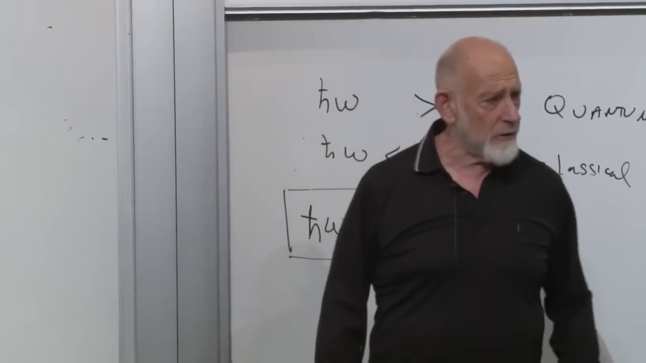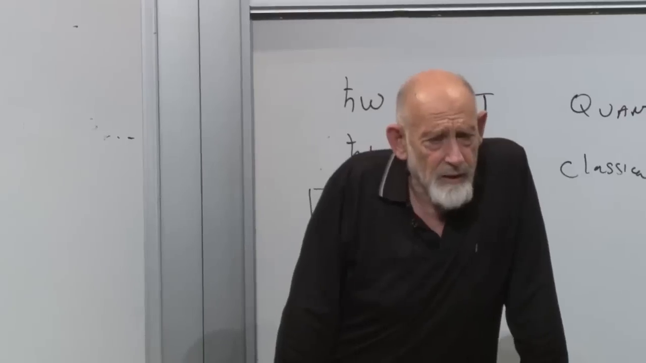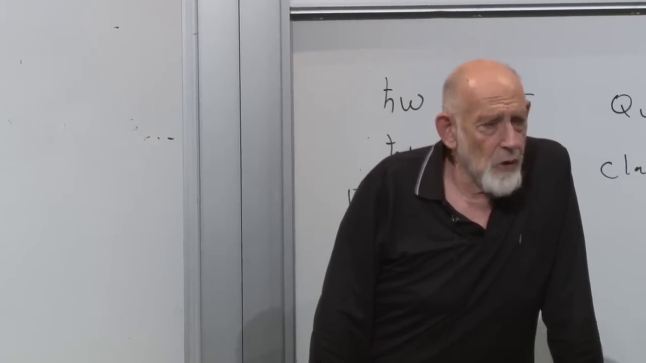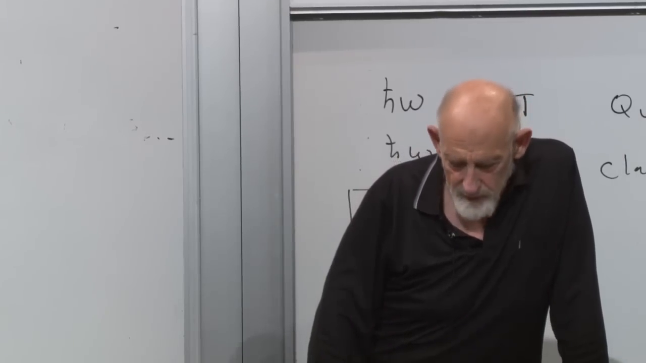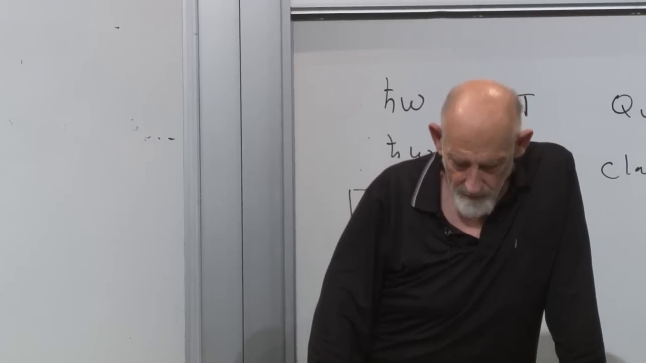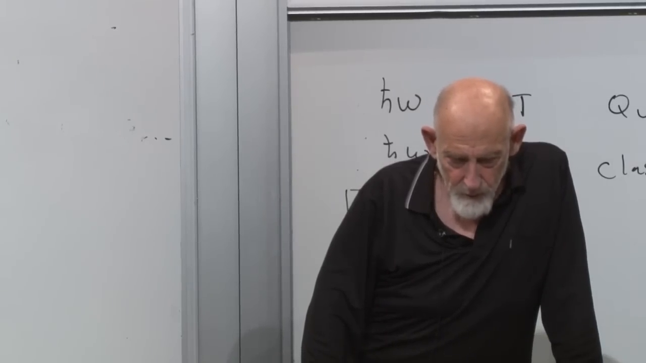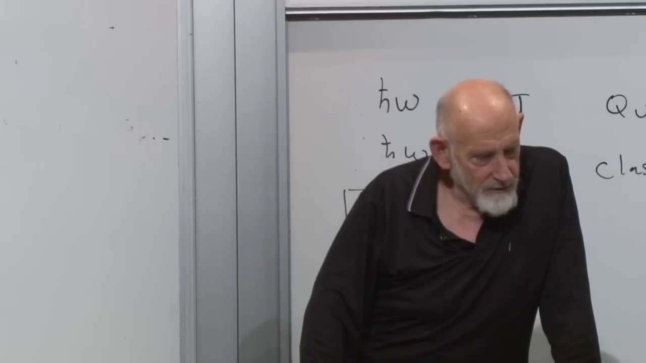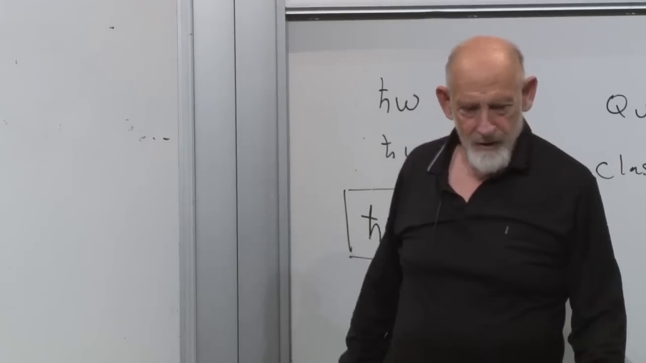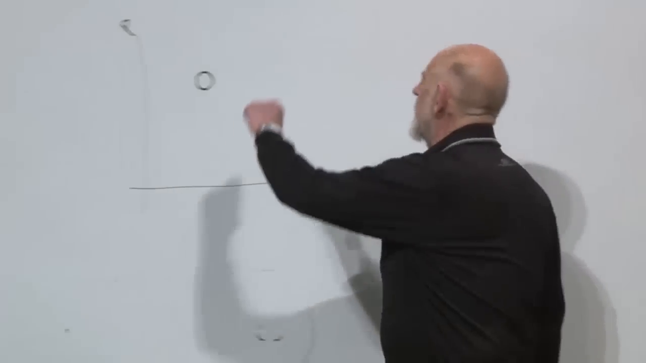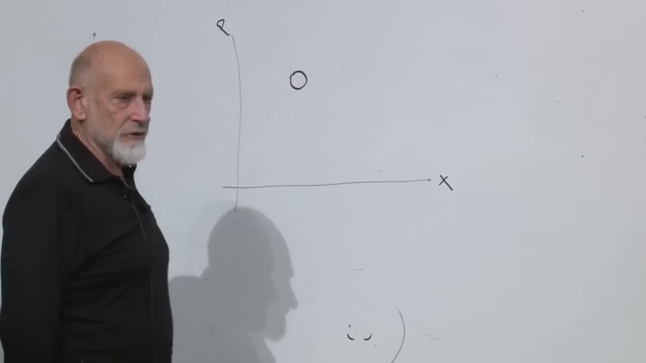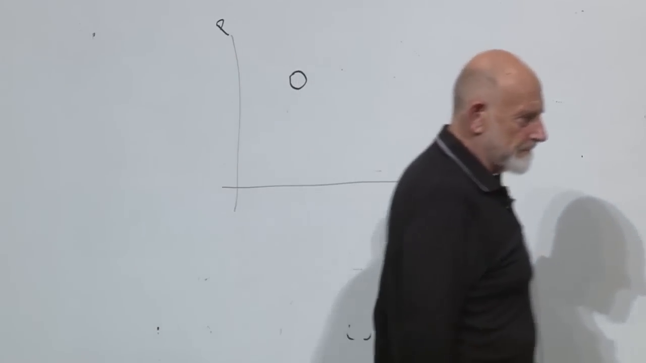Oh, did I say the entropy was the logarithm of the volume? Minus the logarithm of the volume. As the volume gets smaller and smaller, the entropy goes down. All right, but in any case, there's an entropy which has to do with the size of this blob in the phase space.